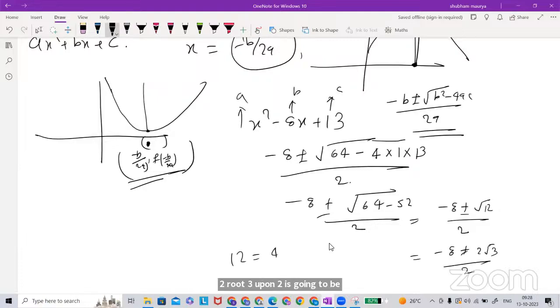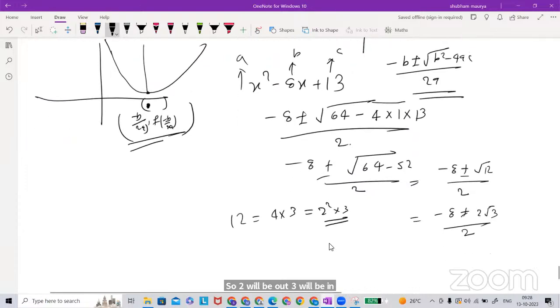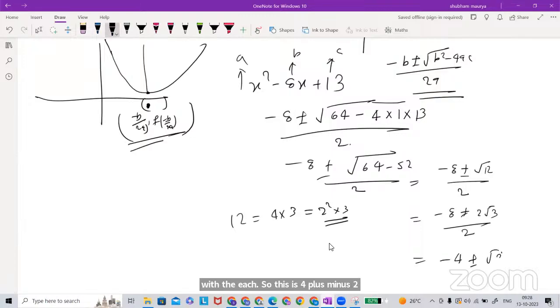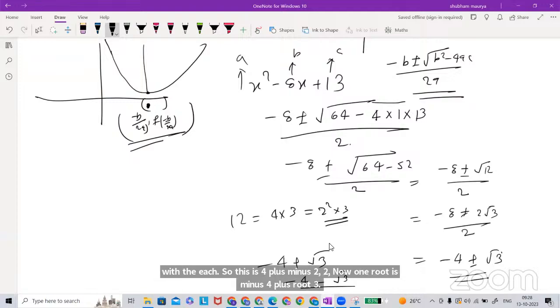12 could be written as 4 into 3, which is 2 square into 3. So 2 will come out, 3 will stay inside. Now we can divide 2 with each term. So 2 will cancel out, and root 3 will come. Now one root is 4 plus root 3, and the other one is 4 minus root 3.